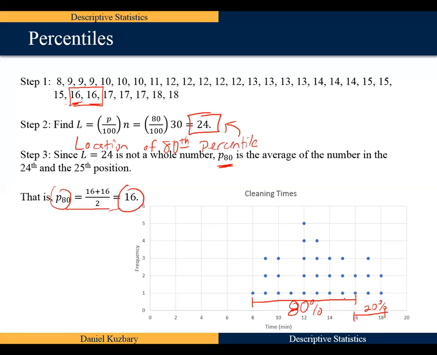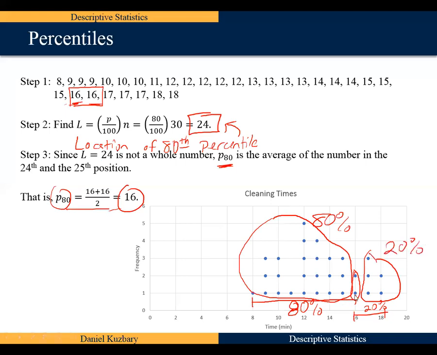So earlier, I think I drew my line here. Turns out it goes right here. So this is my 80th percentile, this number 16. That means that all these dots should be 80% of the data, where all these dots, I've just ruined this graph, should be 20% of the data.